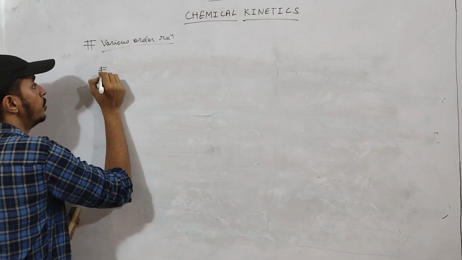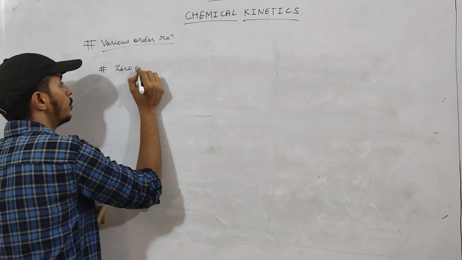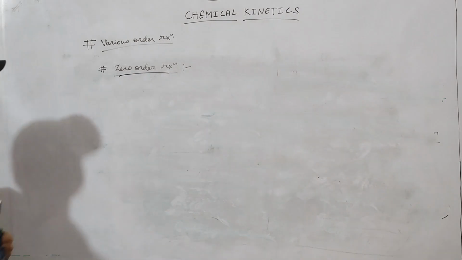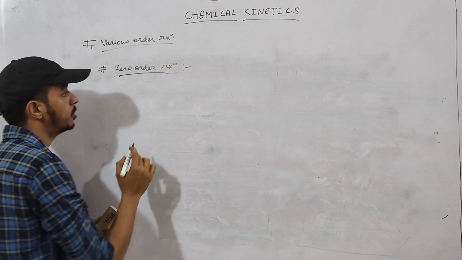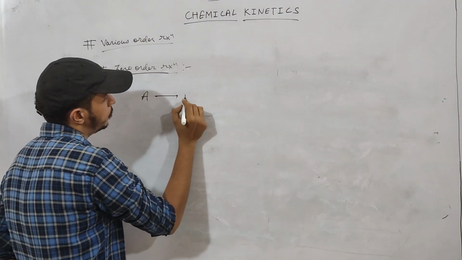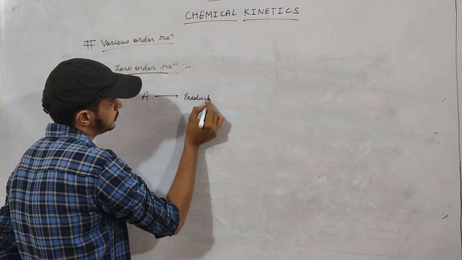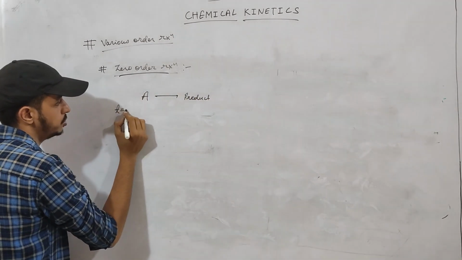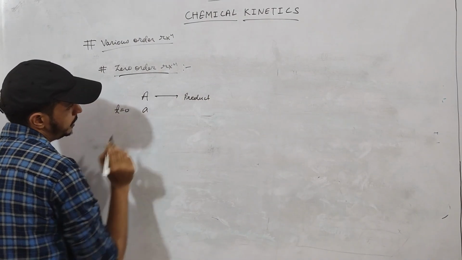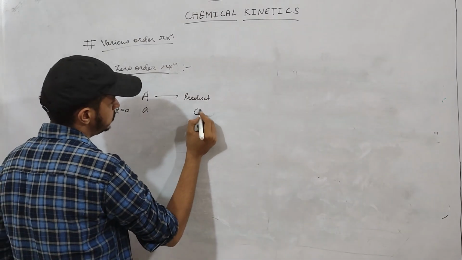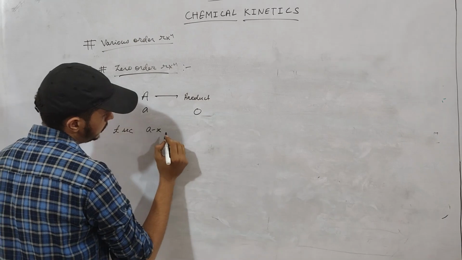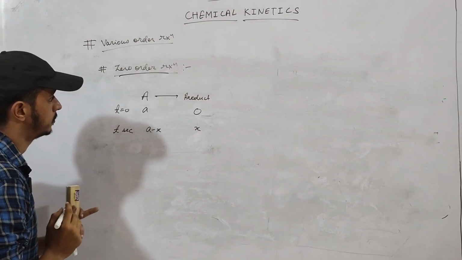First we will study the zero order reaction. What is a zero order reaction? In this, the rate of reaction does not depend upon the concentration of reactant. Let's say A is converted into product. At time t equals 0, the concentration of A is a, and the product is not formed, it is 0. After t seconds, x amount of A is consumed and x product is formed.